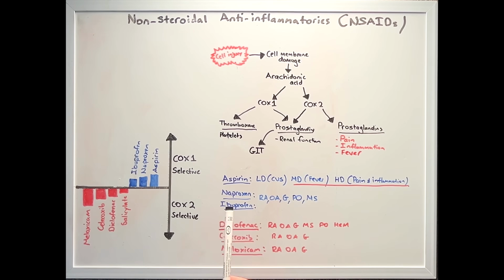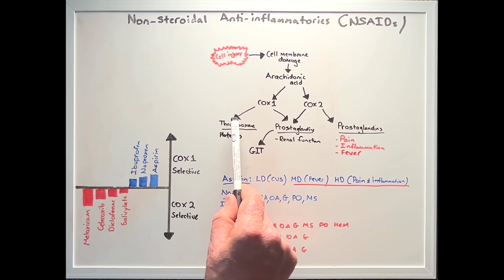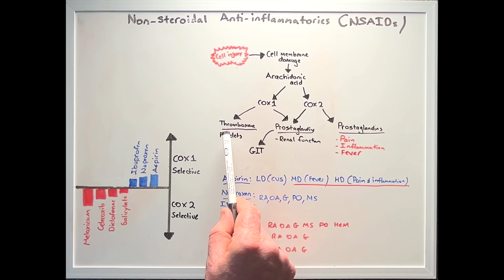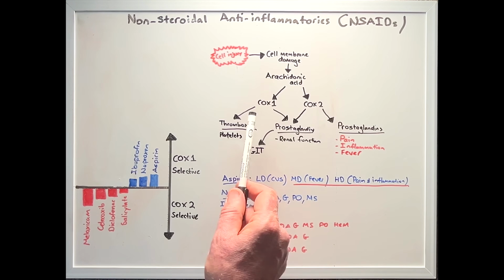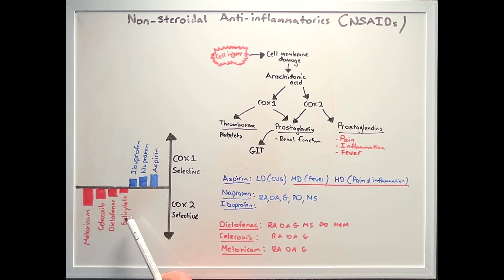When we look at these individually, we have aspirin, which in low dose is very COX-1 specific, therefore very effective in blocking platelet aggregation, which is then used in cardiovascular disease, such as preventing stroke and heart attacks. Whilst in higher dose, aspirin is actually converted in the liver to salicylate, which makes it a little bit more COX-2 selective, therefore useful in fever and pain and inflammation.